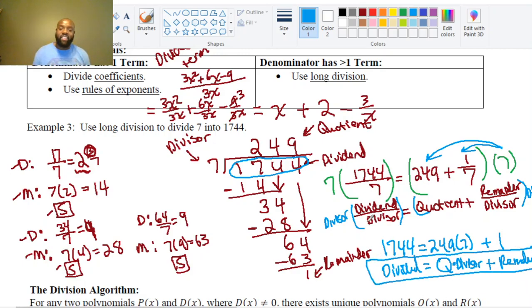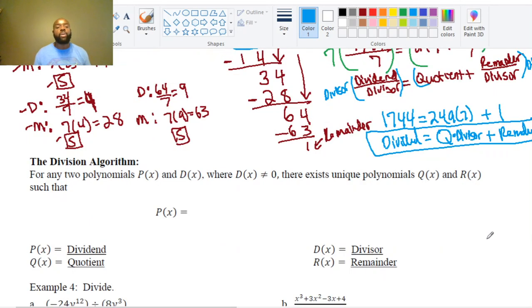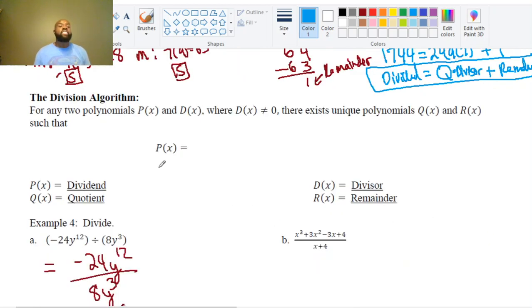It's basically saying that you can rewrite any number, which is your dividend, as a product of 2 numbers plus a remainder. You can write any number as the product of 2 numbers, which are going to be called your quotient and your divisor, plus a remainder. That's the division algorithm, and that's exactly what we're going to use to divide polynomials when there's more than one term. So now we're going to write it in polynomial and function notation.